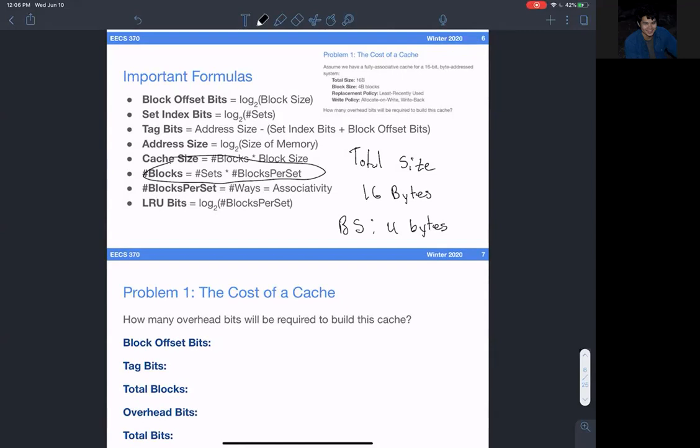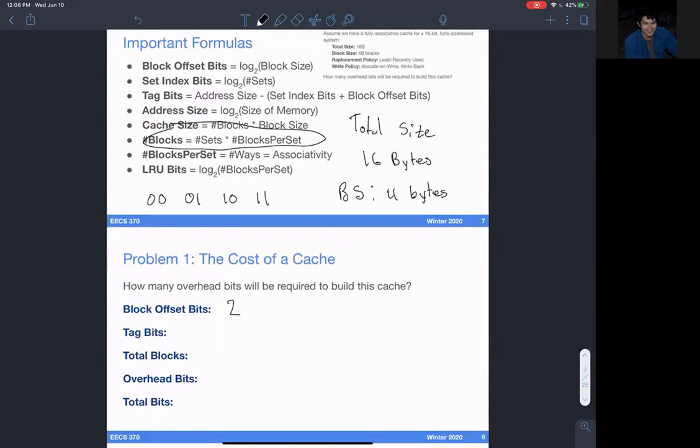Yeah, so it is 2. And the reasoning for that is we have 4 bytes in our block, and to count each of those individual bytes, we need 2 bits. To count 0 to 3 in binary, we just need those 2 bits. We can do 00, 01, 10, and 11. And that's 4 different things. So we have a way to address all of the individual bytes in our block.